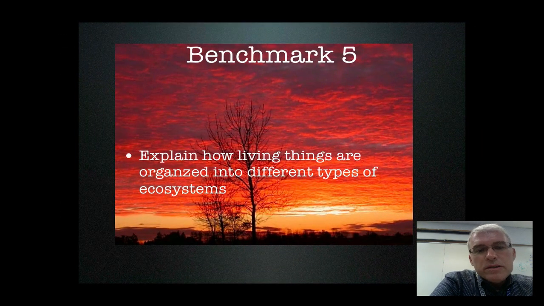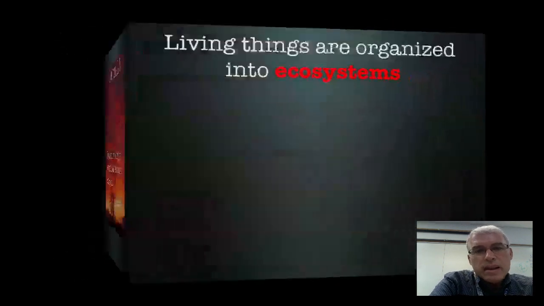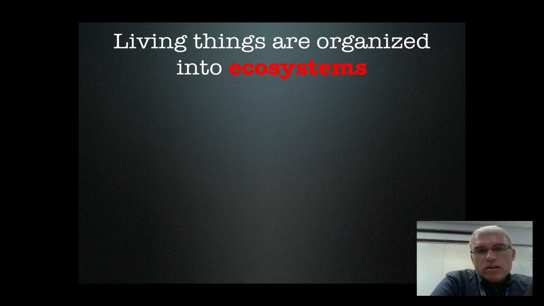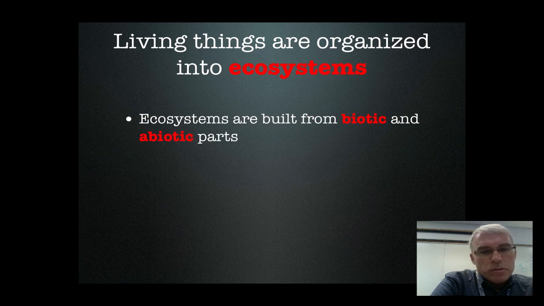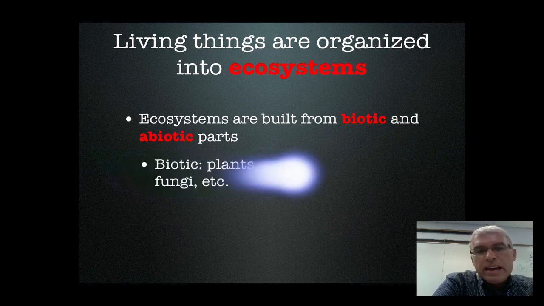Okay, benchmark 5 is about ecosystems and how they are organized into different types. Living things are always going to be living as part of an ecosystem somewhere on Earth. And ecosystems are built from two parts: the biotic part and the abiotic part.